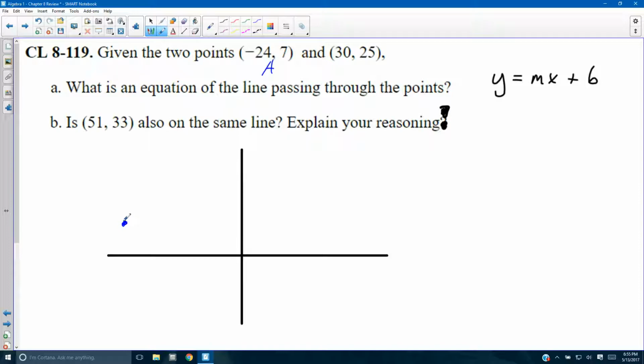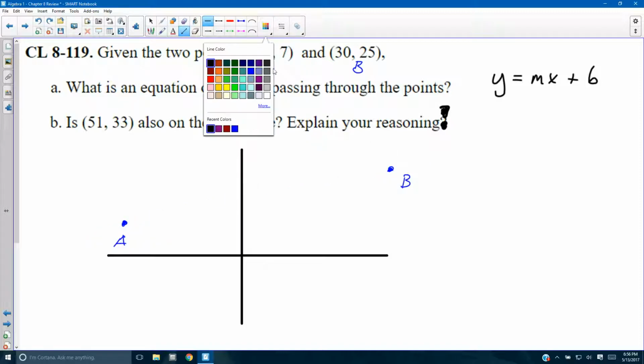Something like that. Boom, there's A. Awesome. B, 30 over to the right and 25 up. Sure. Let's say it's about right there. Let's say this is B. Because I know when I get my answer in the end, that's this line right here in blue.